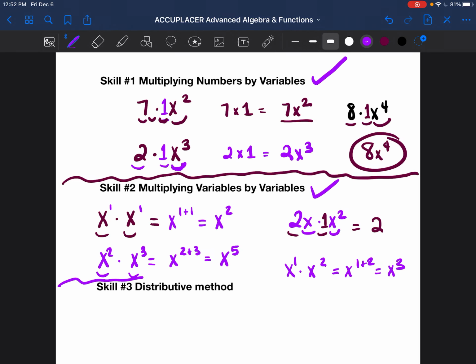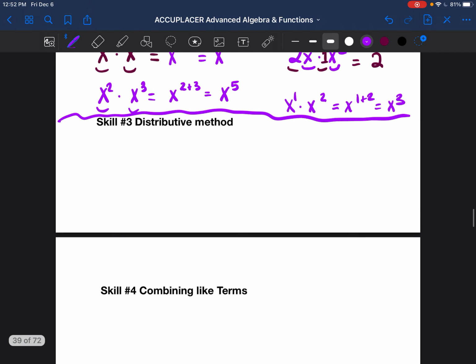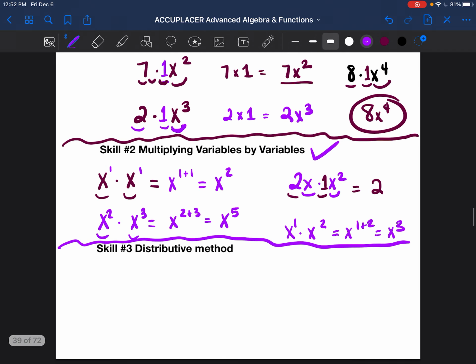So let's go ahead and practice the distributive method. And it's very important that we practice the distributive method, and we're going to keep it as simple as possible. So distributive method just means if you have numbers or variables or a combination of them inside of parentheses, and you have a number on the outside, this means that you have to distribute the number on the outside to everything that's on the inside.